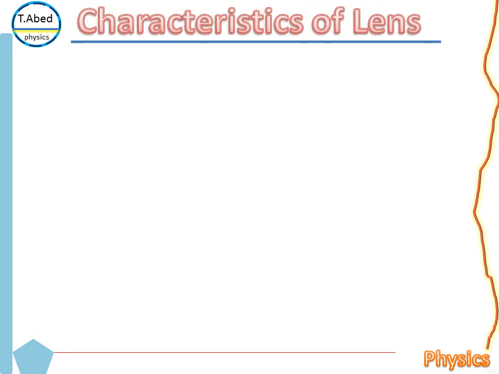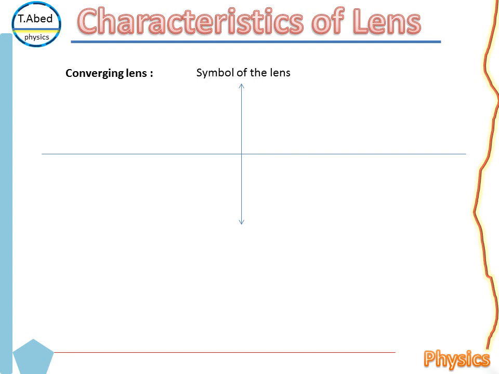Characteristics of lens. راح ناخد أول type من lenses converging lens. Symbol of the lens بهذا الشكل. The axis that passes through the center of the lens is called the optical axis of the lens. Center of this lens is O. الO بنسميها the optical center of the lens.